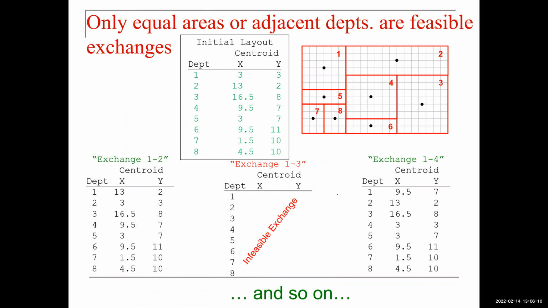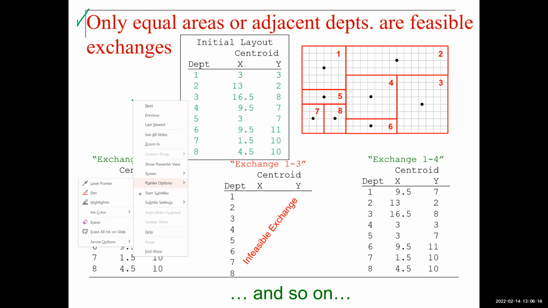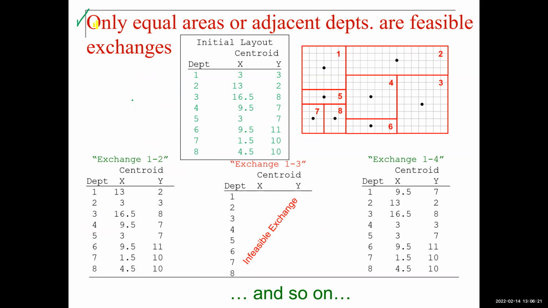So this is something very important. Let me highlight that. So only equal areas or adjacent departments are feasible exchanges. You can only do exchanges if you are sharing a wall, like here, here, here, here, here, here, here. All those are sharing a wall, so you can exchange those.